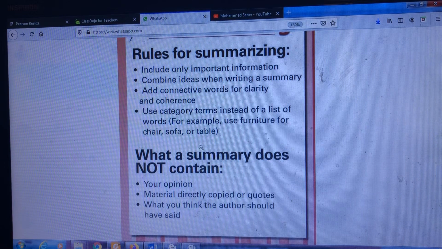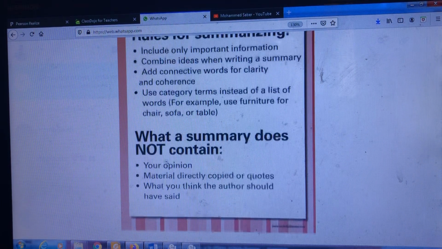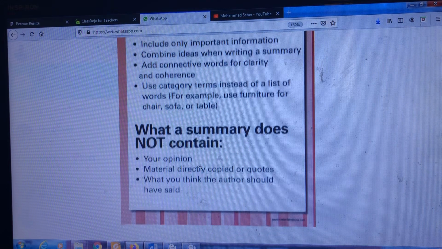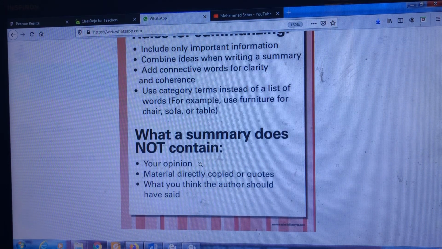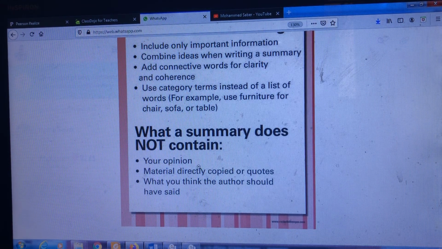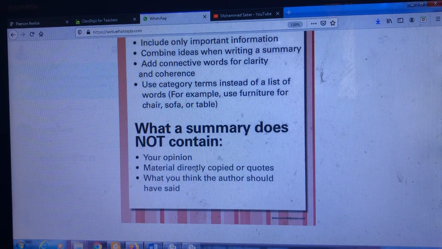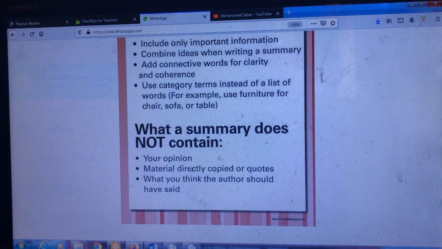These are the rules for a summary. What a summary does not contain is your opinion. This is very important. Do not put your opinion in the summary. Do not say that this story should have something like this, or that the writer shouldn't have written something like this here. No, it's not your opinion.